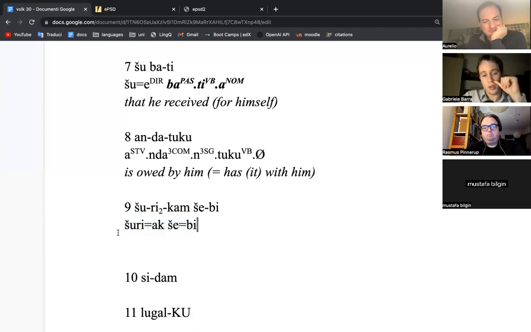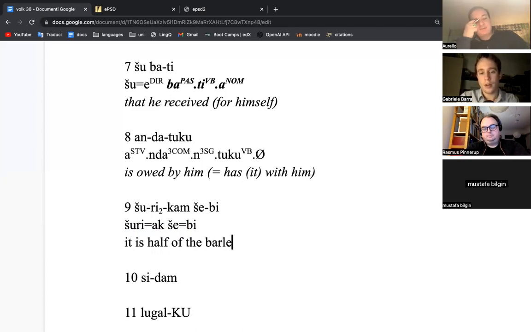So it's literally, is it half of the barley? Yes. Okay. And then by having the copula you're just making it, is half of the barley, period. Yes, correct. Oh, okay, that helped. I got it. I would have thought that then you would go like Shuri Yak Shebi, but that's not the way it works. It is Shuri Yakam Shebi. Okay, all right. Interesting. Correct.